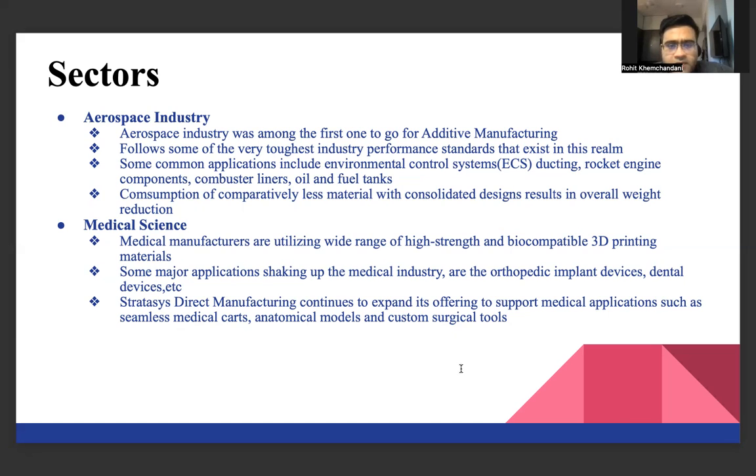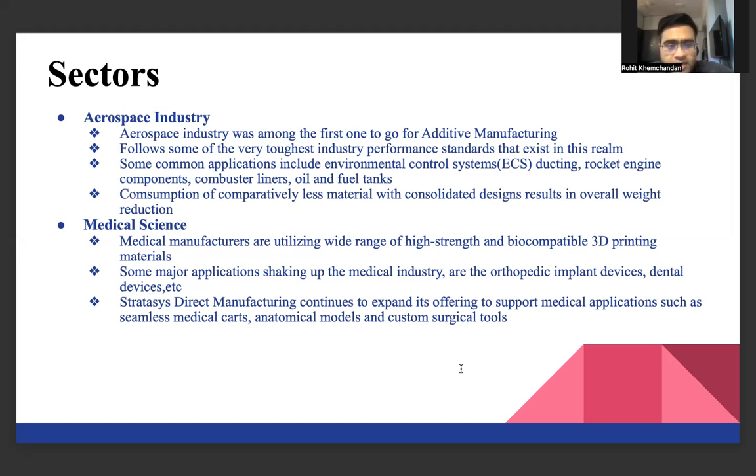Consumption of comparatively less material with consolidated design results in overall weight reduction. So weight is a very important factor in the aerospace industry. 3D printing is a very good technology which is being leveraged by the aerospace industry at a very large scale. Companies like Boeing are highly active in this arena of 3D manufacturing.